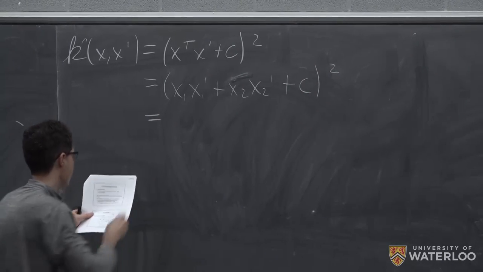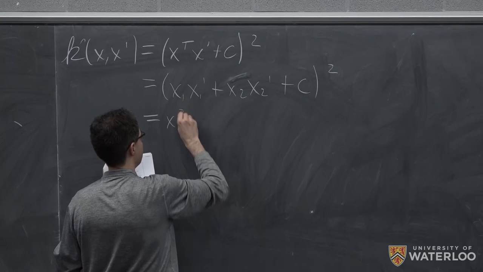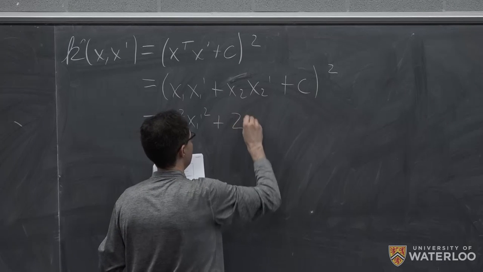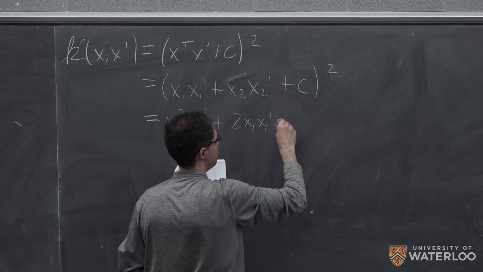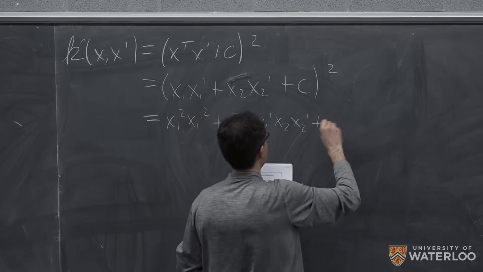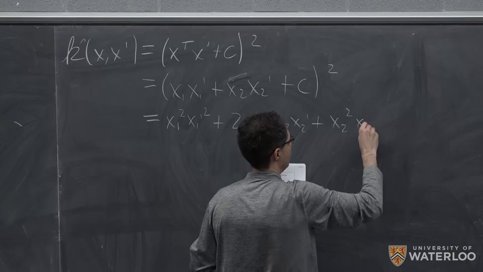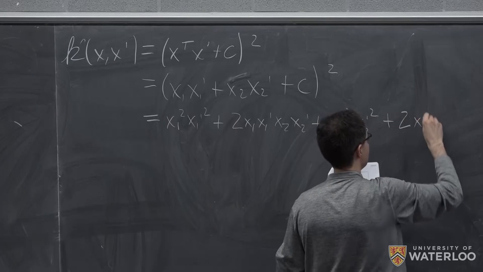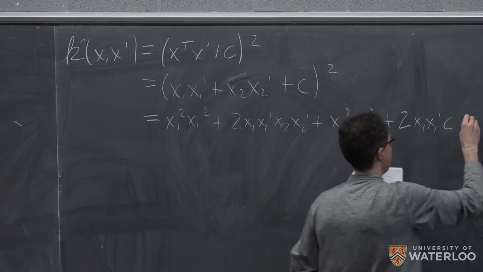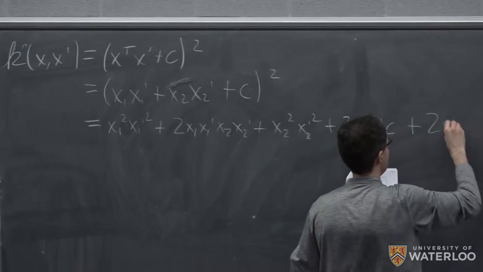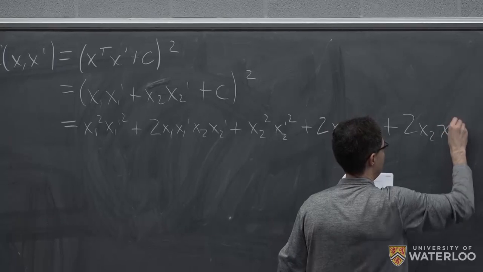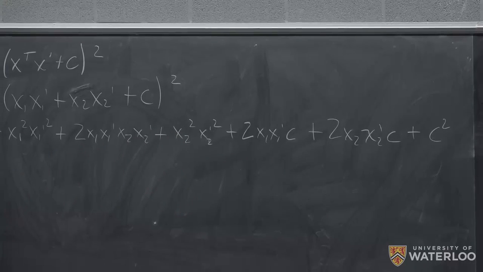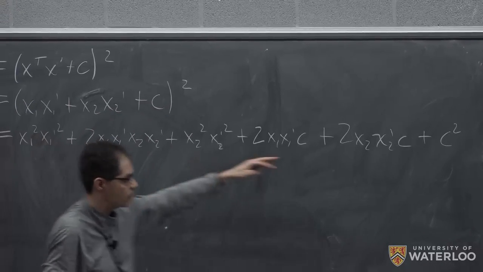I can expand this. I'll have x1 square x1 prime square plus 2 x1 x1 prime x2 x2 prime plus x2 square x2 prime square plus 2 x1 x1 prime c plus 2 x2 x2 prime c plus c square. Okay, so when I do the expansion like this, I get 6 terms.